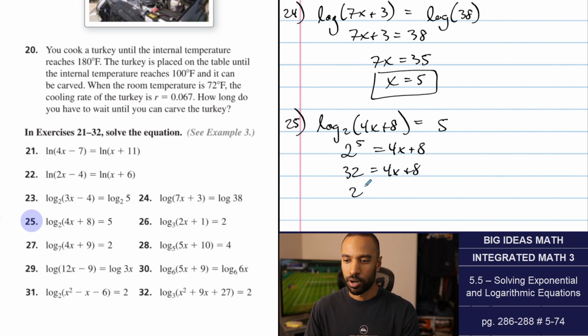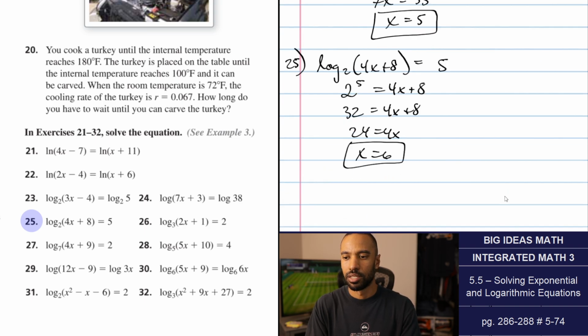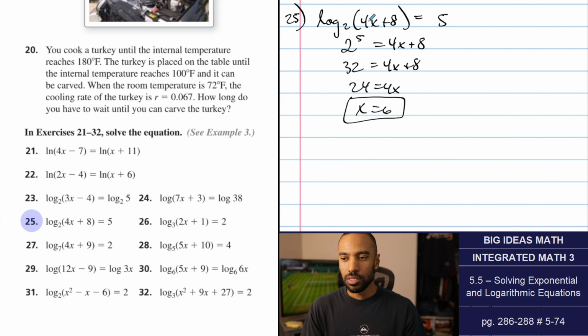Subtract 8, divide by 4. And you get to 6. Let's see if that works. 6 times 4 is 24 plus 8 is 32. Log base 2 of 32 is 5. 2 to the 5th is 32, so that does work. All right, number 26.